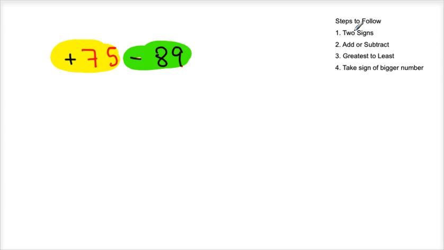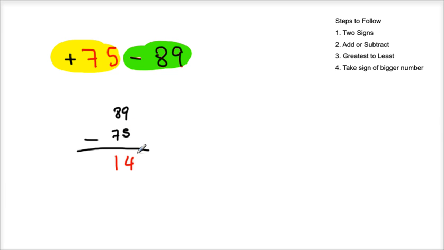Alright, so do I have two signs? Well, I have a positive sign, I have a negative sign. Yes, perfect. Do I add or subtract? Are they the same sign or different signs? Well, they're different signs. When they're different signs, I want to find the difference of these two numbers. So I'm going to subtract these two numbers. Put them in order from least to greatest, so 89 and 75. And do your subtraction here. 9 minus 5, I got 4. 8 minus 7, I got 1.